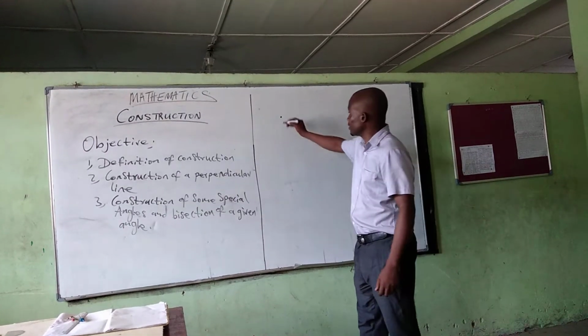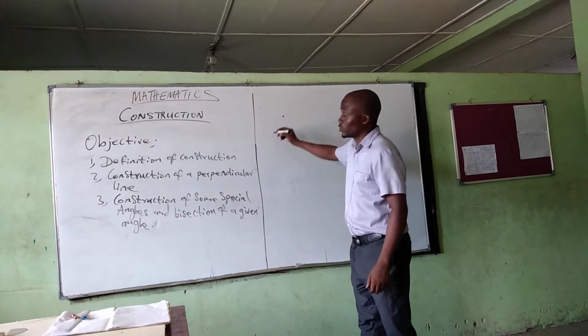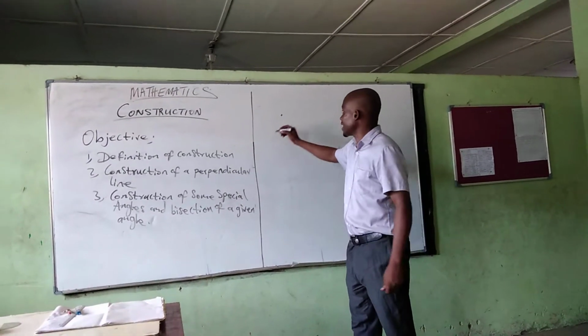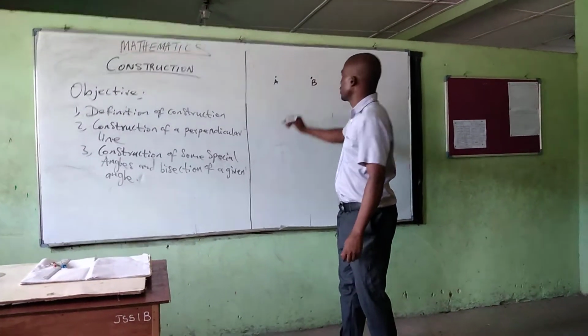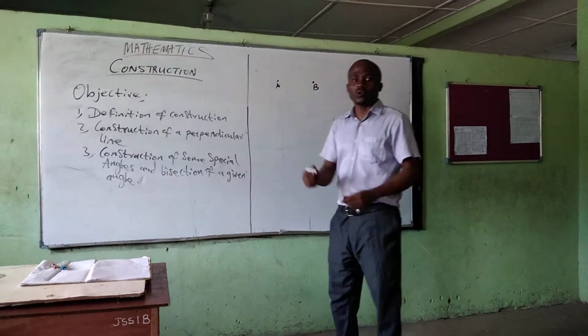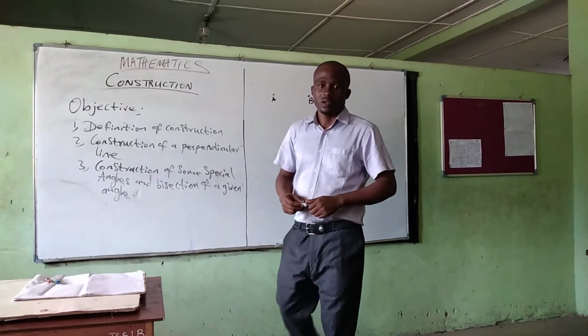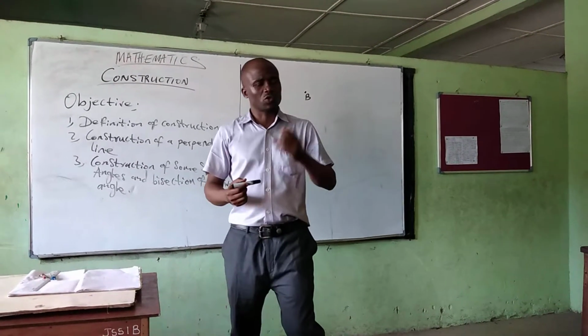And not only is a point shown with a dot, it is also named by letters. You can call this point A. When you make another point here, call it point what? B. So that's what a point is. Now, having known what a point is, let us go to line.